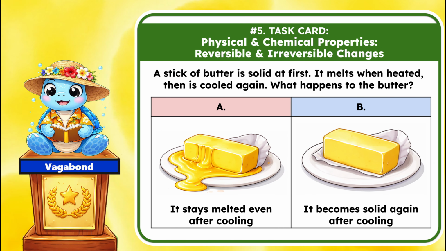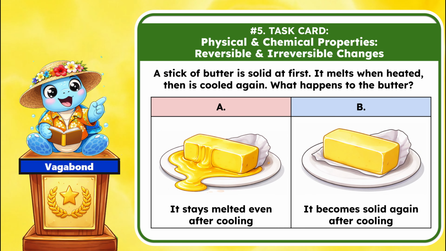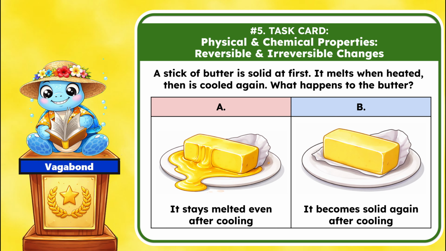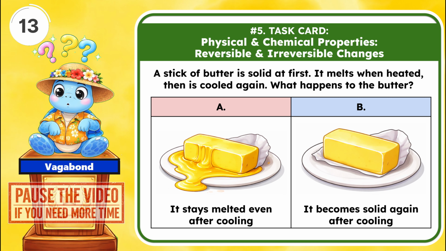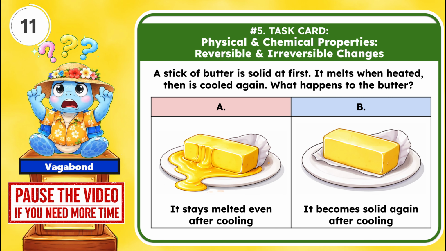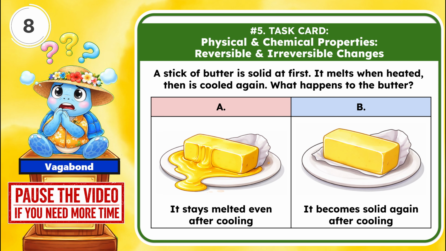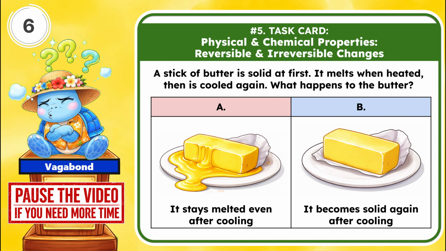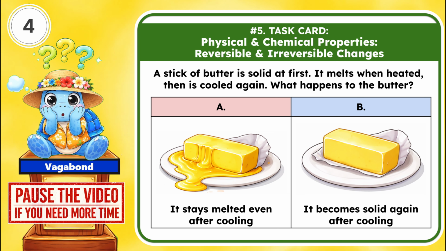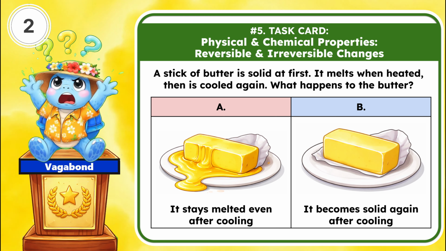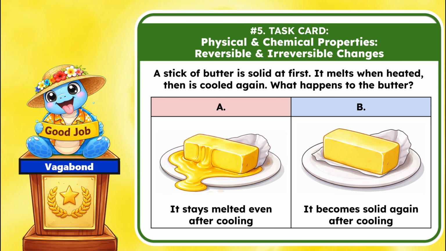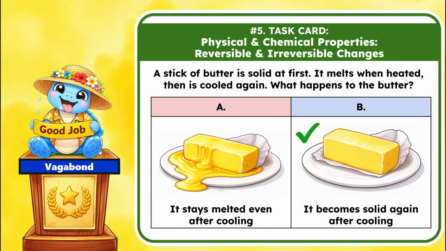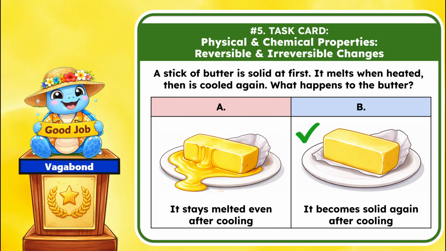A stick of butter is solid at first. It melts when heated, then is cooled again. What happens to the butter? And the correct answer is letter B. It becomes solid again after cooling.